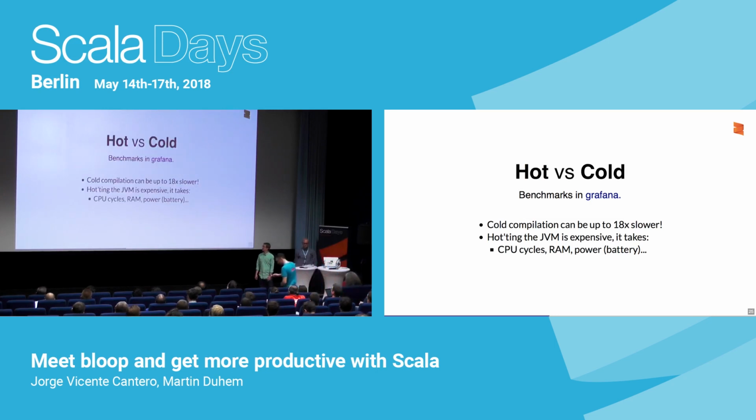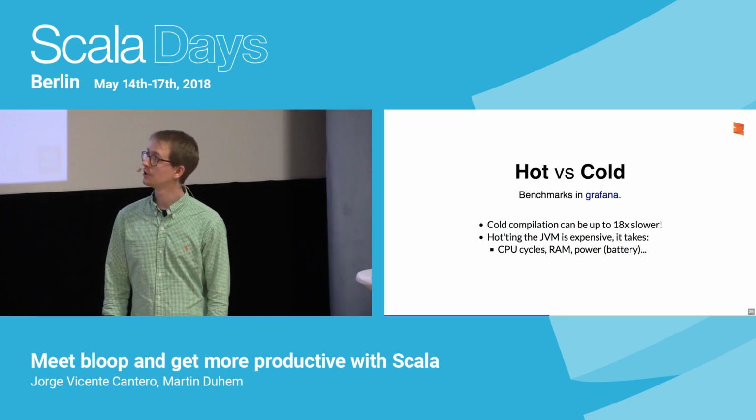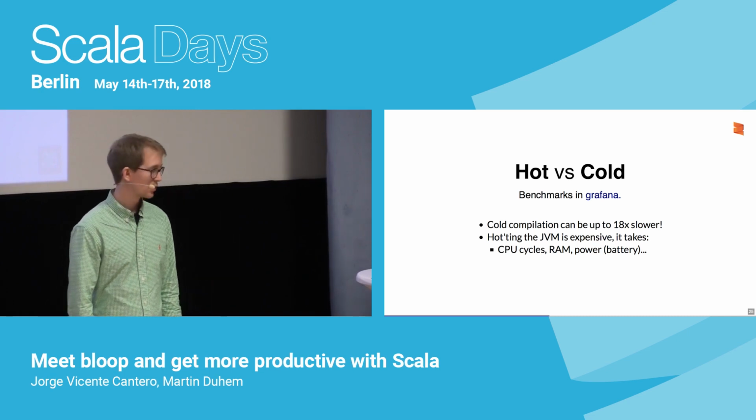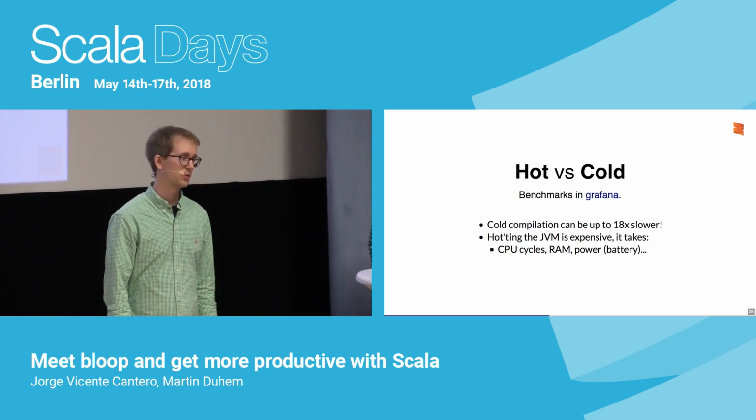There are some benchmarks for comparing the performance of hot versus cold compilers in Grafana, that's a project from the Scala compiler team. And it shows that it can be up to 18 times slower to compile with a cold compiler versus a hot compiler.